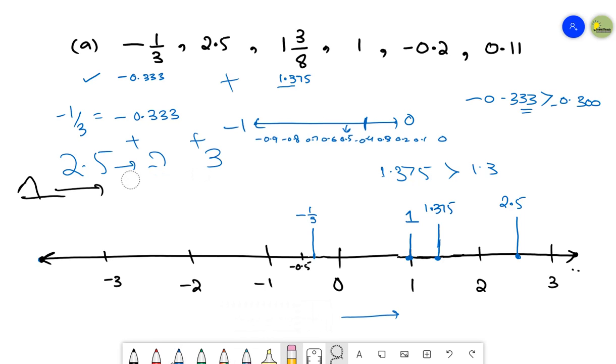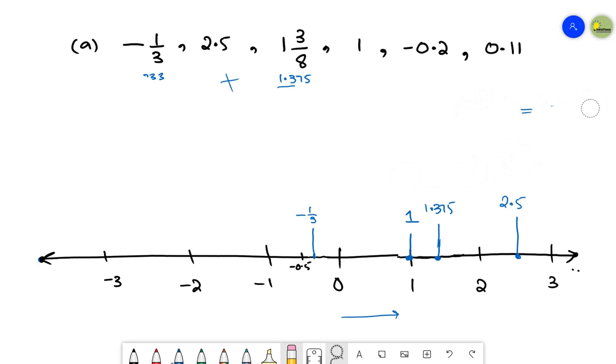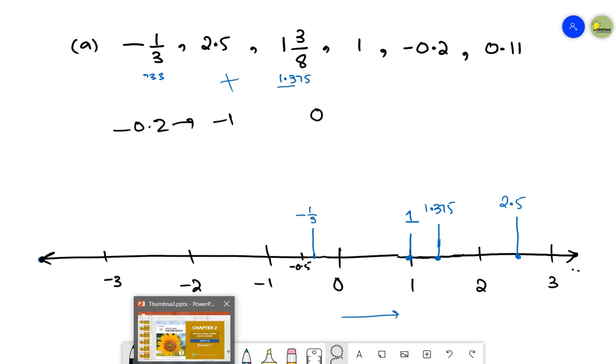If I talk about minus 0.2, it's a positive value, right? Sorry, it's a negative value. It is going to be between minus 1 and 0, and definitely this value is going to be closer to 0. Why? Because we know that the center value is minus 0.5. After minus 0.5, you are going to have minus 0.4, then minus 0.3, then minus 0.2 somewhere over here. It is closer to 0.